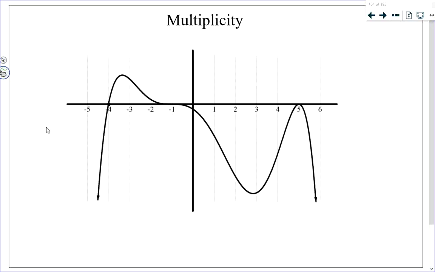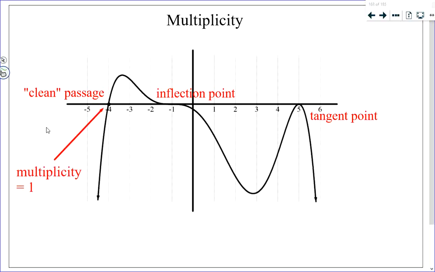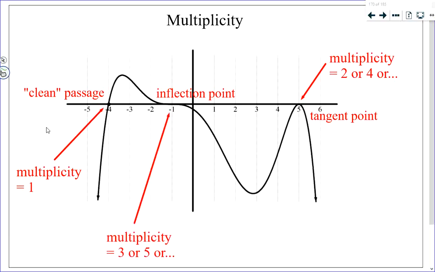So if I take a look at this graph, I've got a tangent point here. This is what a tangent point looks like. I have an inflection point here. That's what an inflection point looks like. I call this a clean point. It goes through with a clean passage, passes cleanly through. This would have a multiplicity of 1. This would have a multiplicity of 2 or 4, etc. And this would have a multiplicity of 3 or 5, etc.